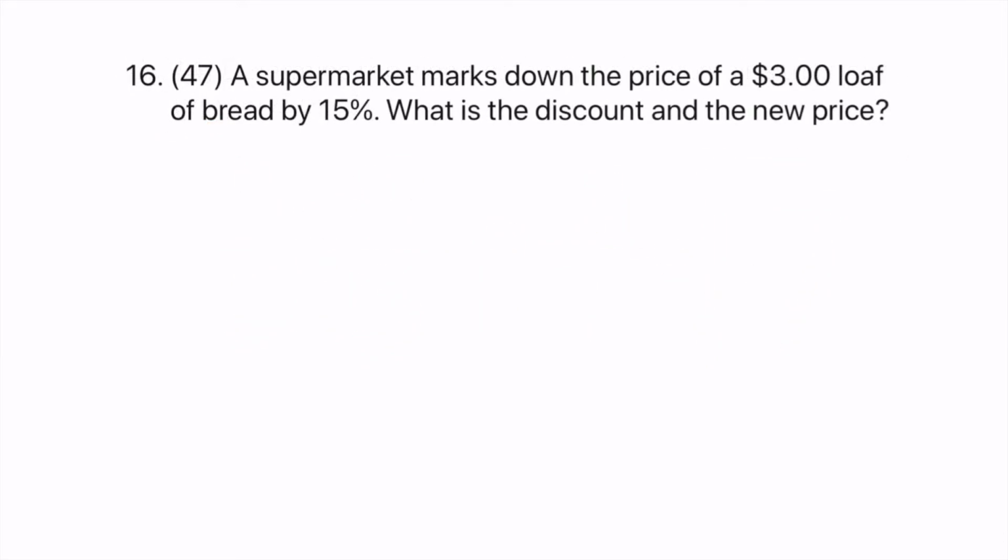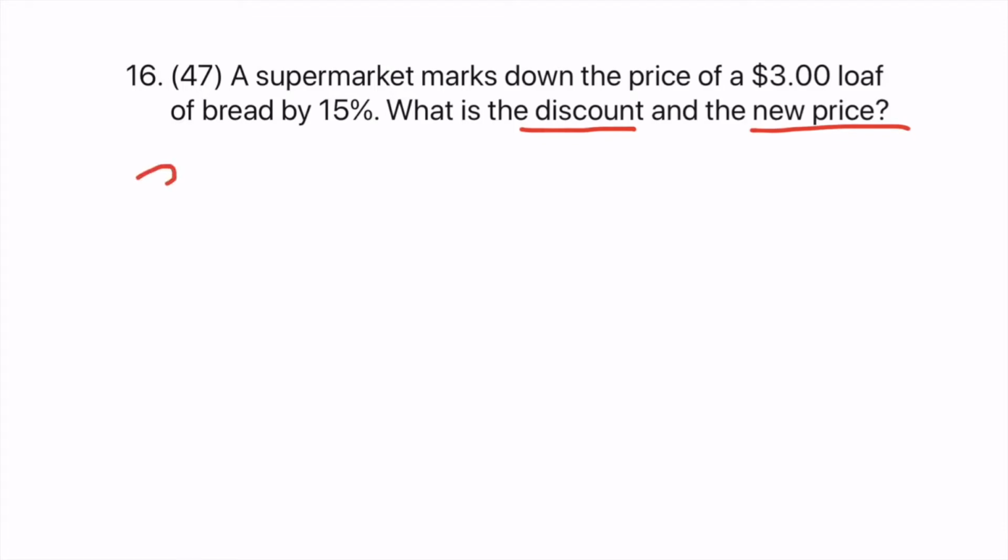Number 16 is from lesson 47, and it says a supermarket marks down the price of a $3 loaf of bread by 15%. What is the discount and the new price? So you have to find two things here. So first we need to find the discount. We just need to find what is 15% of $3.